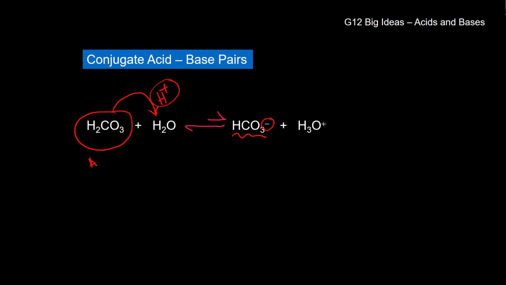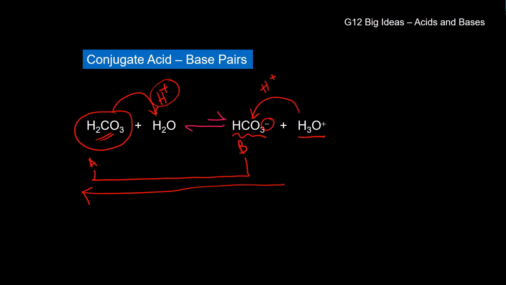If we have a look at the reverse reaction, so we read it from the other way around, from the right side to the left side, we see that to form this product over here, it is going to have to take on a proton from this hydronium ion. That means it's acting as a base. It's taking on the proton. So this is what we would call the conjugate acid-base pair.